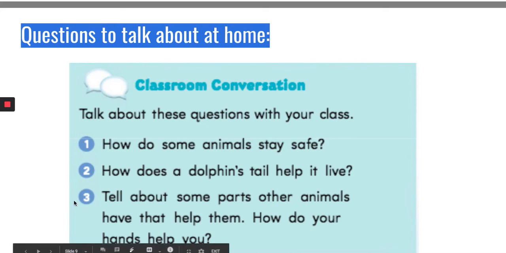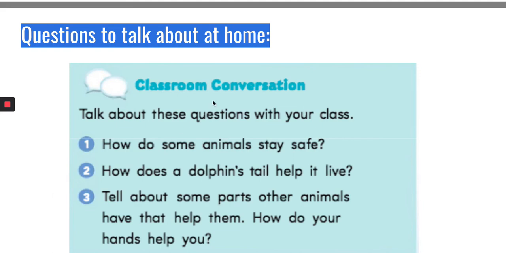And then lastly, tell about some parts other animals have that help them. How do your hands help you? So tell about some parts that other animals have that help them that you can think of, so maybe prior knowledge, something that you already knew, or something we learned about in class before. And then how do your hands help you?